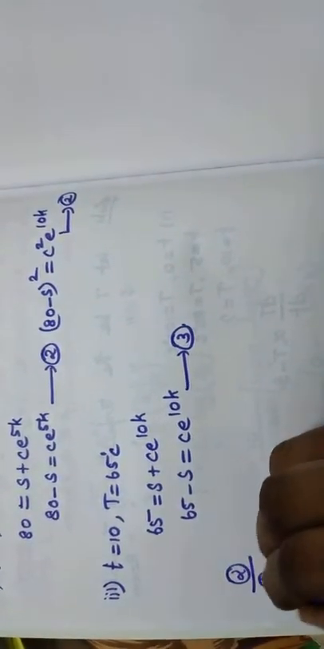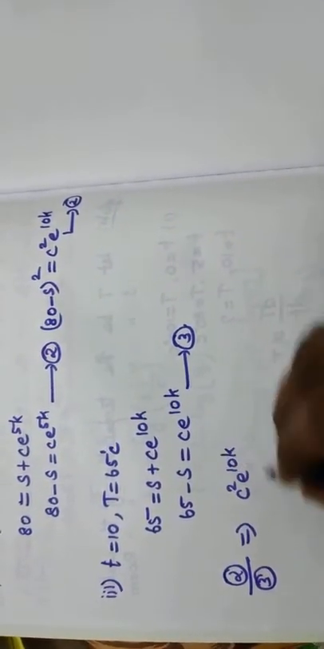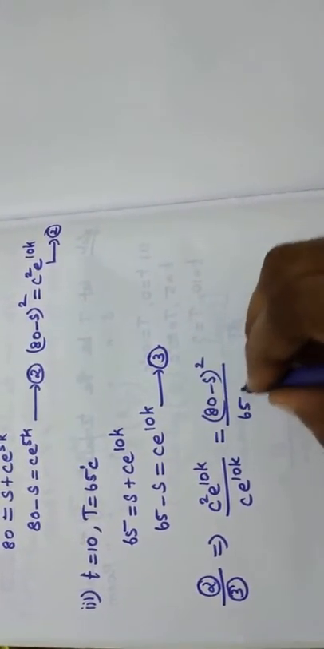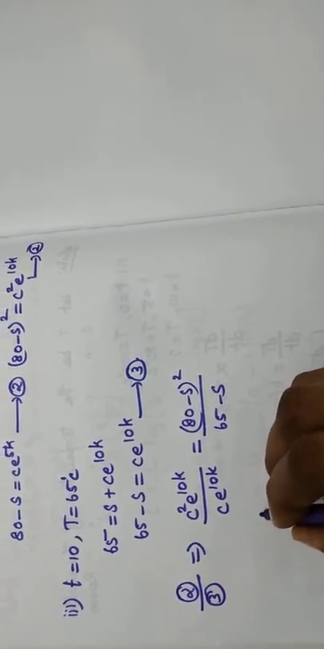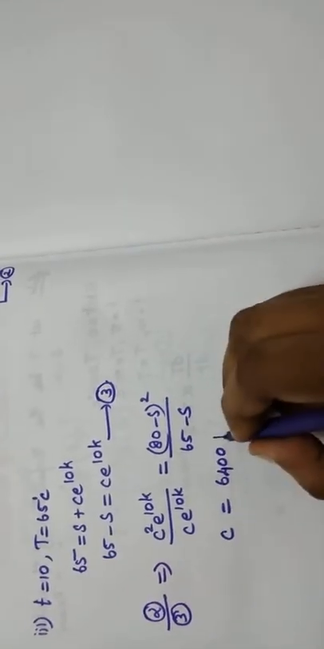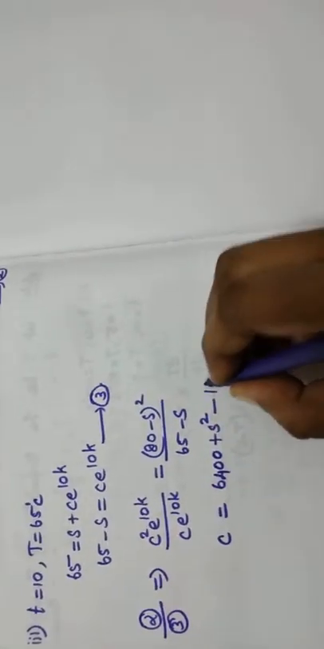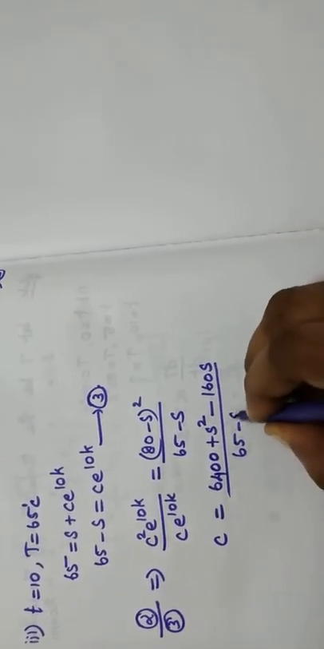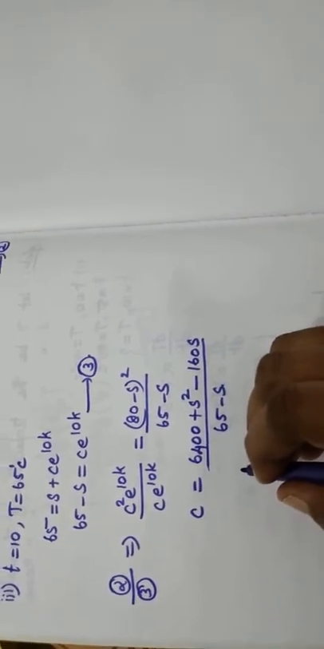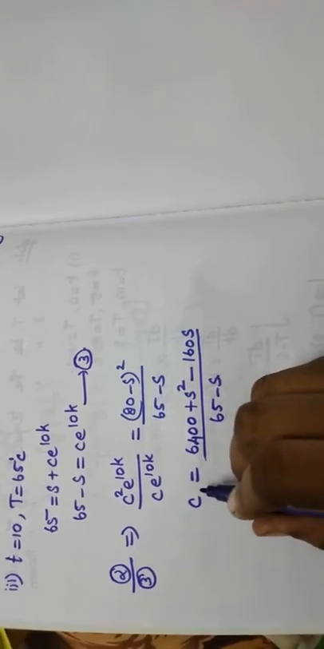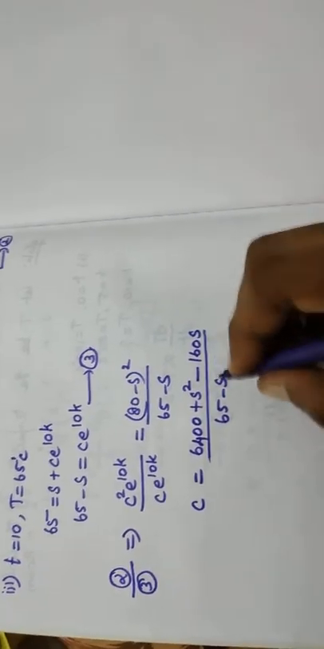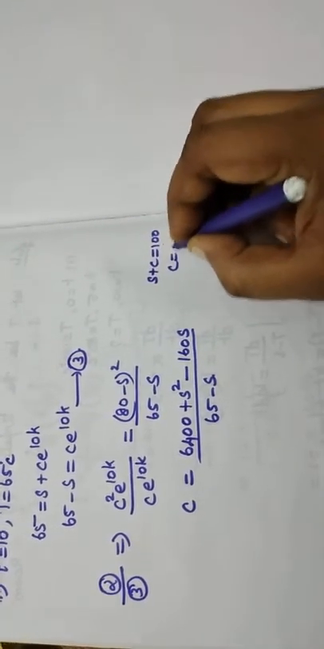So the squared second equation divided by the third gives C squared e power 10k divided by C e power 10k is equal to 80 minus S the whole squared divided by 65 minus S. So we can cancel this, and C is equal to, expanding with the (a minus b) whole squared formula, 6400 plus S squared minus 2 into 80, so 160 S, divided by 65 minus S. From here I have to remove C. From the first equation, S plus C is equal to 100, so C is equal to 100 minus S.